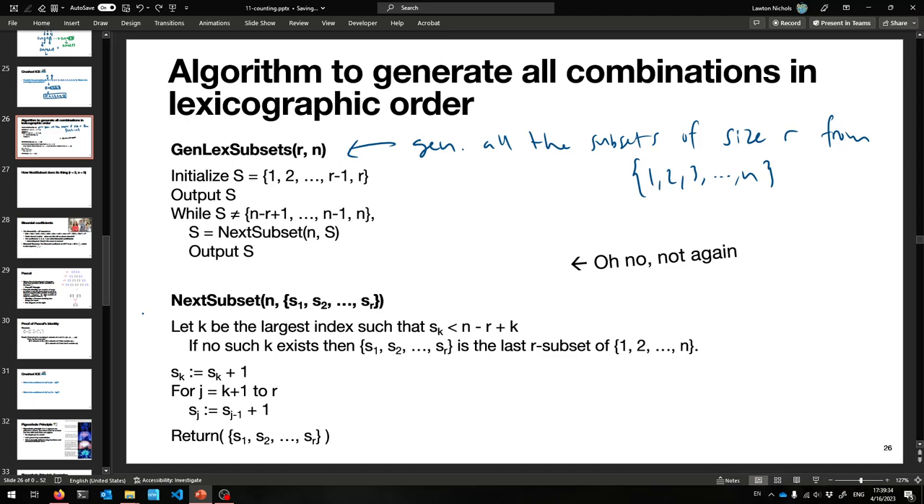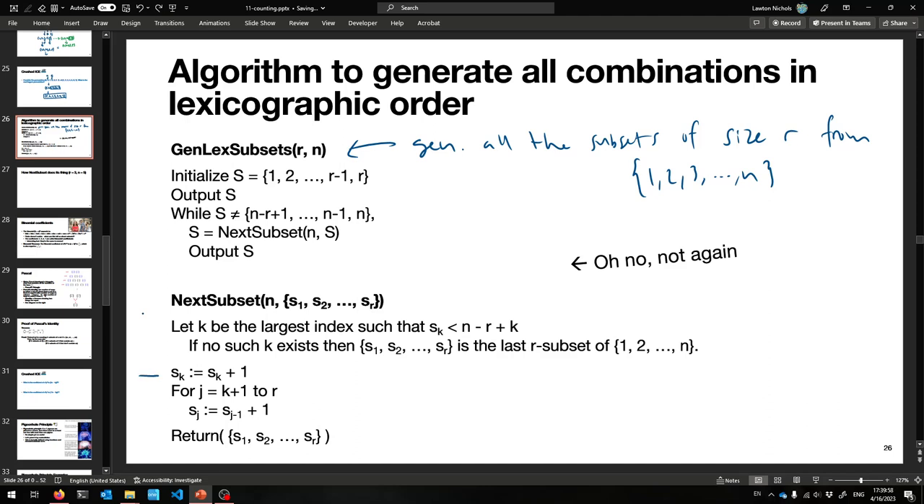So again, it's going to find the largest index k such that s of k is less than n minus r plus k. So it's a special value that it's looking for. So find the largest index that is smaller than that formula. And if one does not exist, then again, you're at the last subset, and you shouldn't have called this.